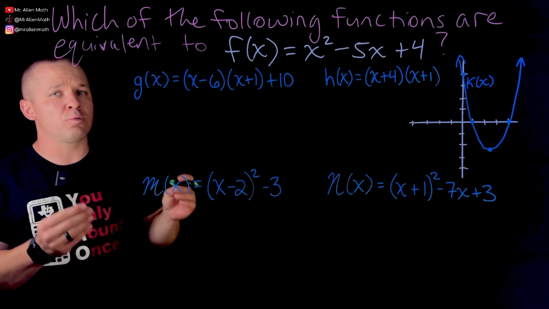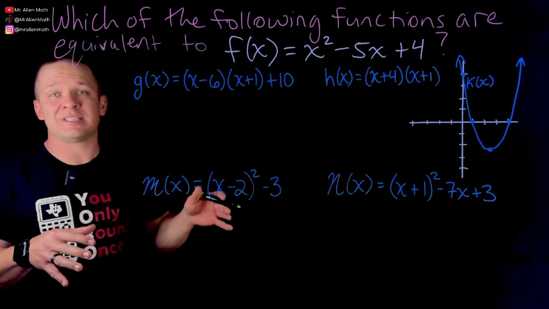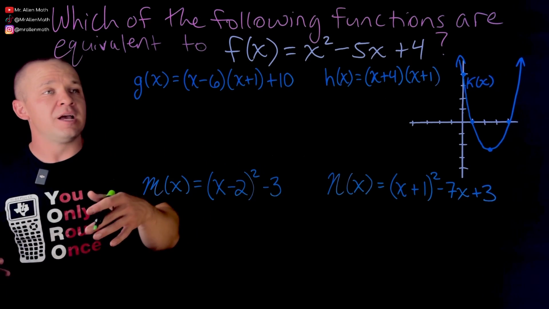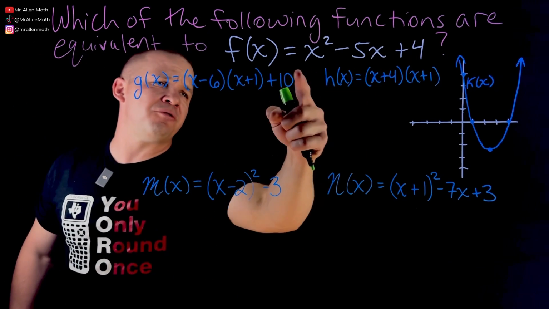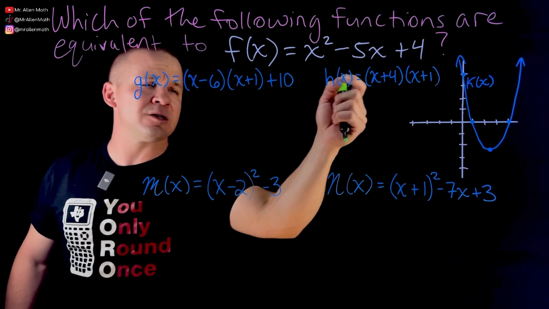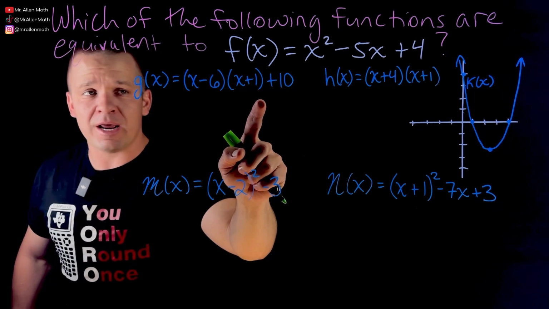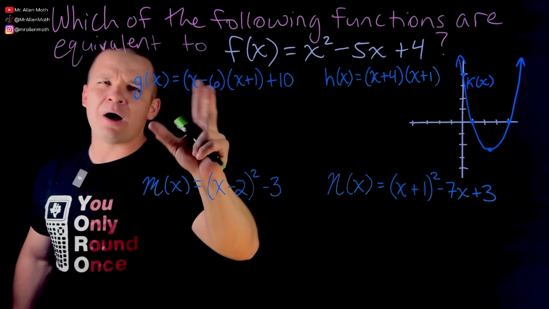Well, I think the most straightforward way is to put things into standard form. Because at first glance, if this was in factored form, it'd be x minus 4, x minus 1. That's clearly not this one right here. But there's that plus 10. How is that going to affect it?